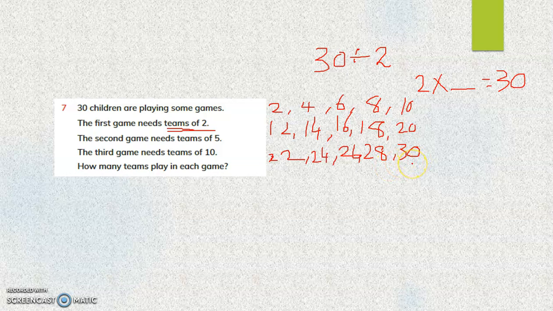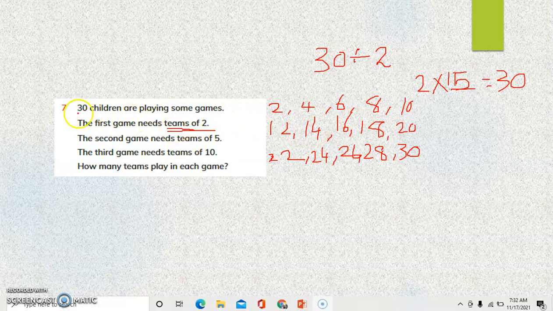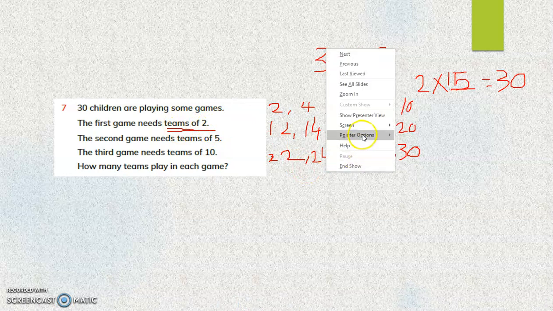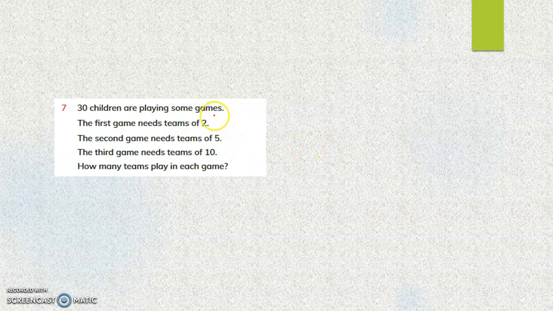അപ്പോൾ 2 ഇൻറ്റു എത്ര ചെയ്താൽ 30 കിട്ടും? 2 ഇൻറ്റു 15 ചെയ്താൽ 30 കിട്ടും. സോ ദാറ്റ് ഷോസ് 30 ചിൽഡ്രനെ 2ൻ്റെ ടീംസ് ആയിട്ട് ഡിവൈഡ് ചെയ്ത് കഴിഞ്ഞാൽ വി ഗെറ്റ് 15 ടീംസ്. ഒരു ടീമിൽ 2 ചിൽഡ്രൻ ആണ് എന്നുണ്ടെങ്കിൽ അങ്ങനെ എത്ര ടീംസ് ഫോം ചെയ്യാൻ പറ്റും? 15 ടീംസ് ഫോം ചെയ്യാൻ പറ്റും. Now the second and third question becomes easy അല്ലേ?